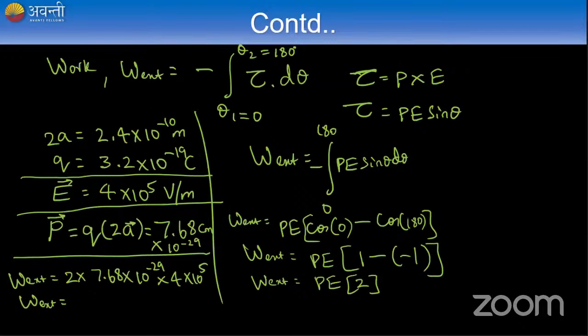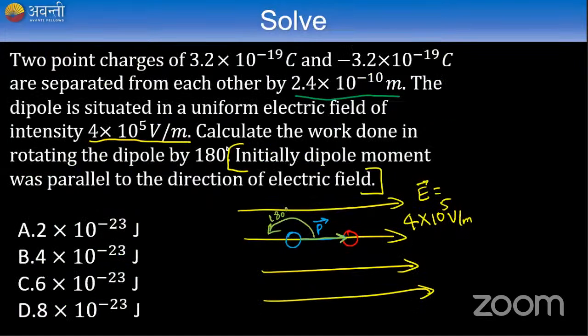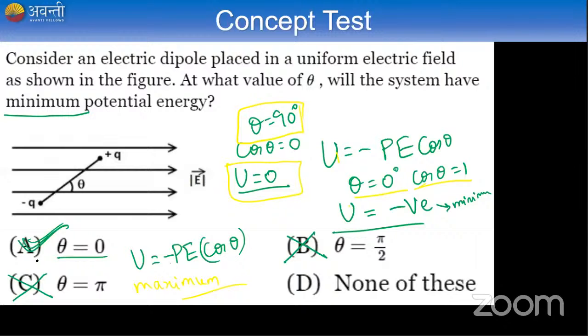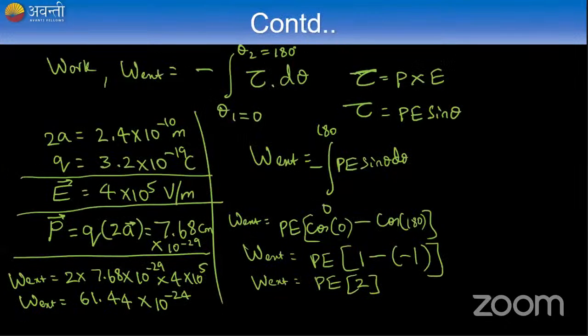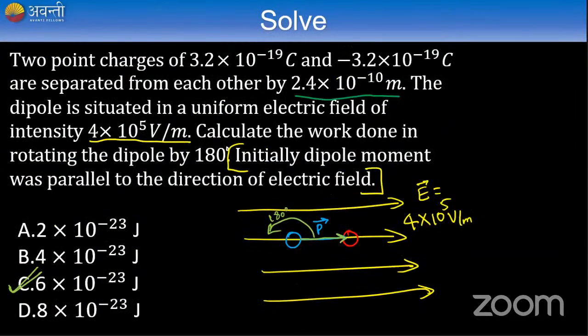If you multiply these, you will get 61.44 into 10 power minus 29 plus 5, that is minus 24. Okay, thank you guys. So I got 61.44, right? If I want to find which one suits best, I would get 6.1 into 10 power minus 23 joules. So option C is my correct answer.